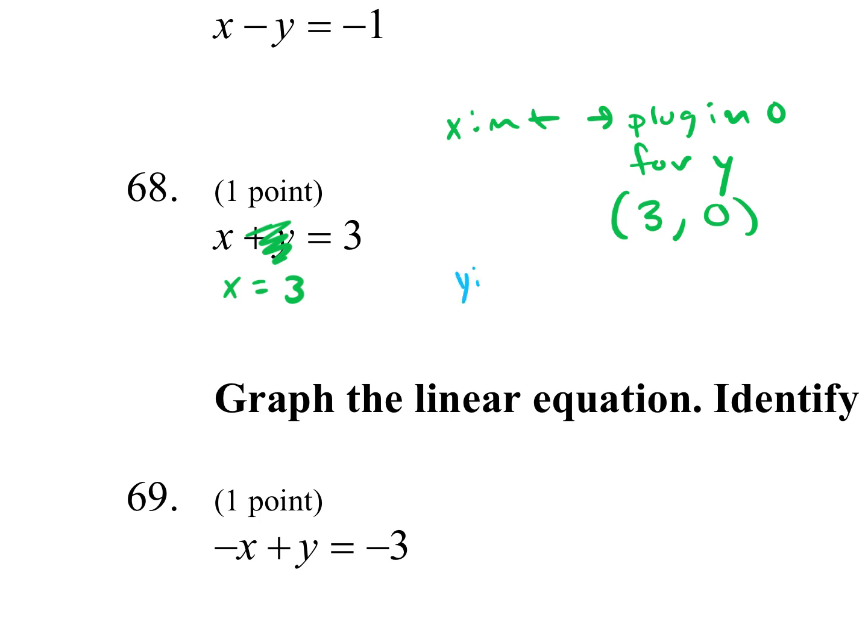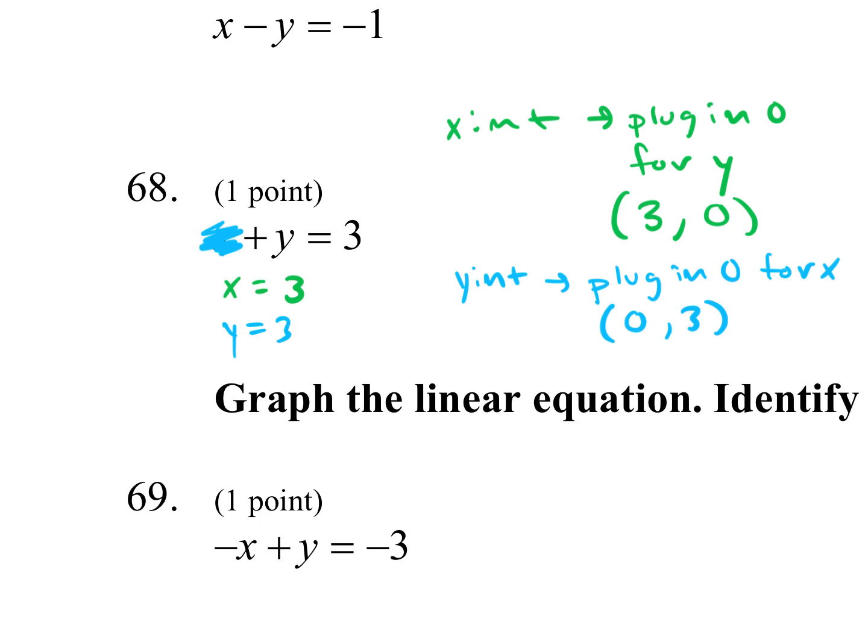Now to find the y-intercept, where we cross the y-axis, we plug in 0 for x. So it's always the opposite one. So when I plug in 0 for x, I just get rid of the x, and I would have to solve the equation for y. So I have y is equal to 3. So my y-intercept would be 0, 3.